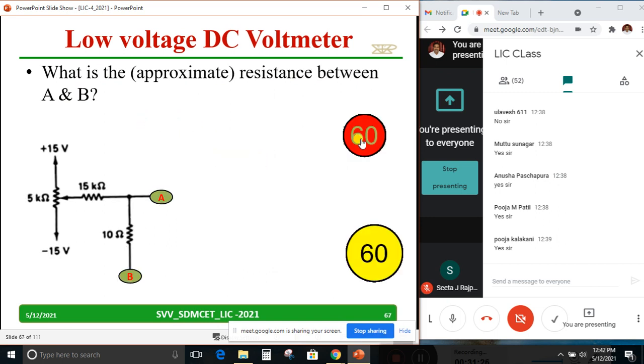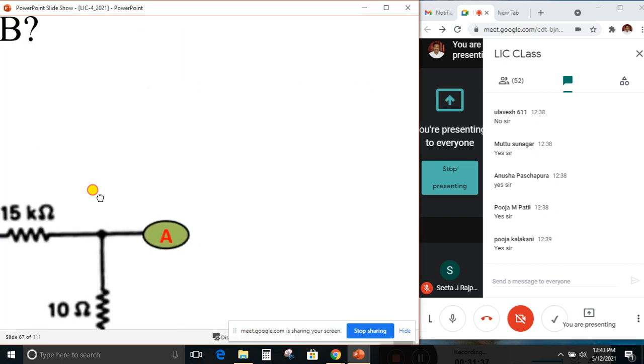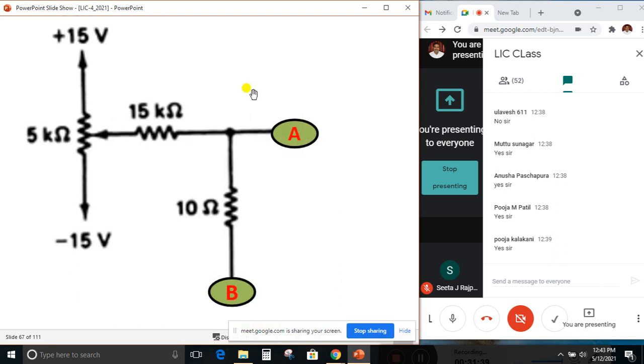I want the answer in the chat box. What is the approximate resistance between A and B? Hope it's visible to each one of you. Type your answers in the chat box. In terms of ohm, kilo ohm, you can type. I don't want the exact value using a calculator.